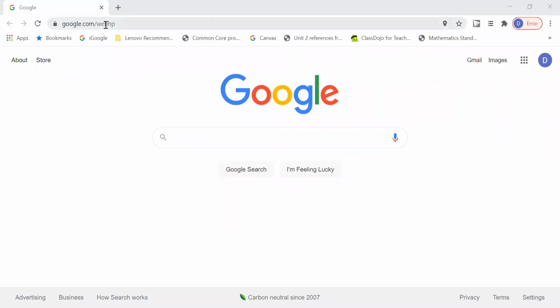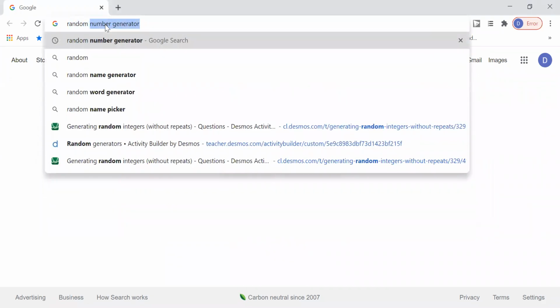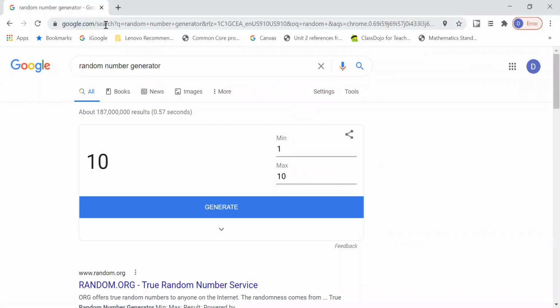So you're going to start a new tab. It's called, just type in random number generator, it'll probably pop up. And you're going to change the minimum number that will come up to -10 and the maximum to 10. And every time you press generate, it gives you a new number. And you can just press it over and over again.